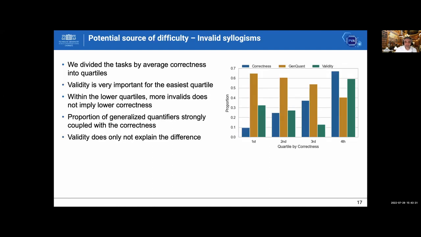So how can we get a feeling for this potential source of difficulty? We divided the task by average correctness into quartiles. Does that change something? Is there a difference for those who perform well compared to those who did not? In fact, we see that validity is very important for the easiest quartile, but within the lower quartiles, more invalids does not imply lower correctness. The proportion of these generalized quantifiers is strongly coupled with the correctness, and so validity does not explain the difference.